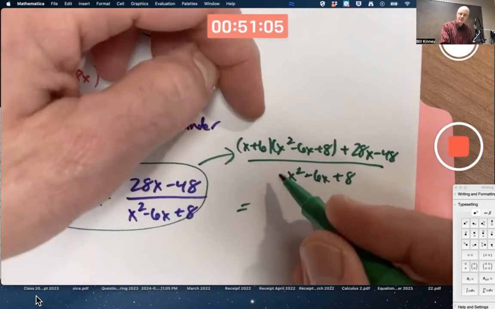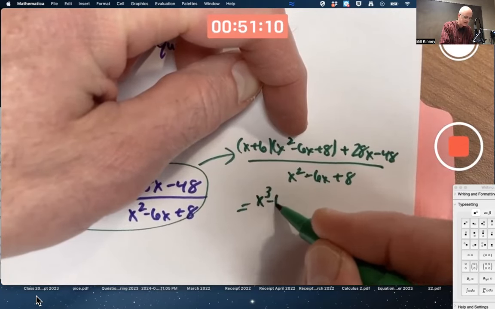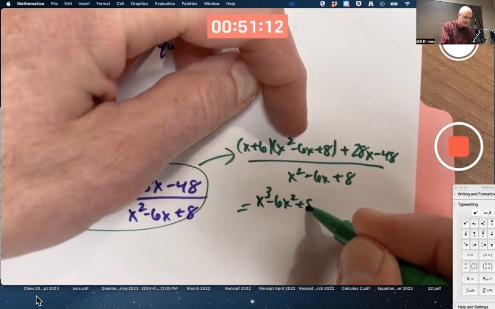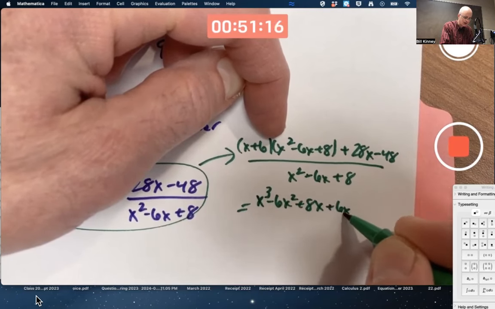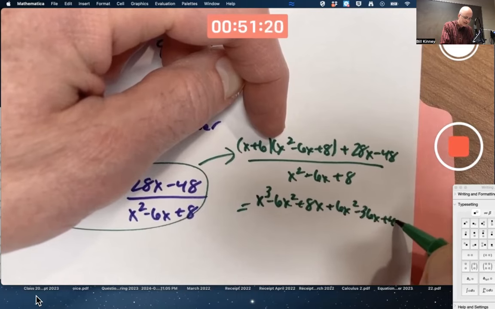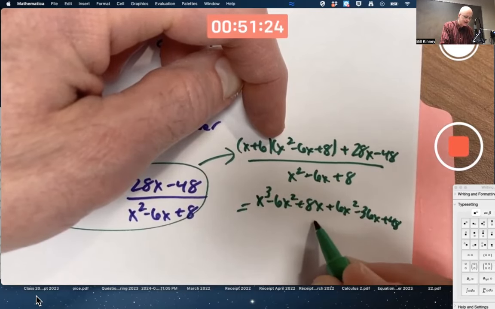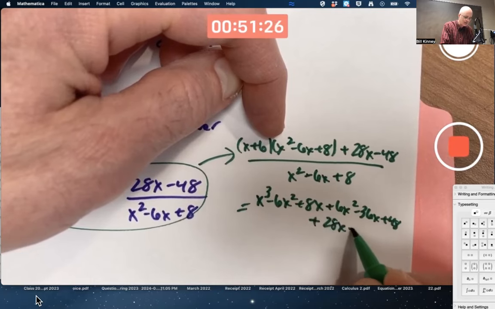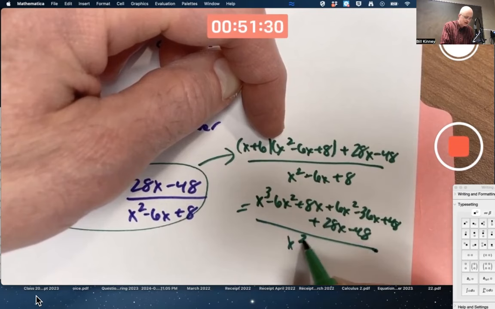I've got to multiply first x by every term here, get x cubed minus 6x squared plus 8x. And then 6 times every term gets plus 6x squared minus 36x plus 48. Sorry, it's a bit of a mess. Plus 28x minus 48 all over x squared minus 6x plus 8. Sorry about my bad notation.